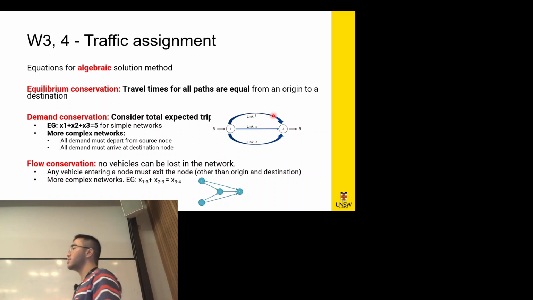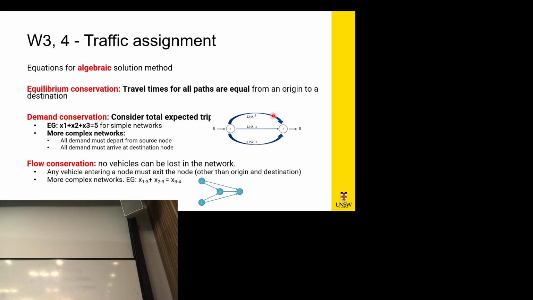So travel time from zone 1 to zone 2, not between nodes, but between each zone, is equal. Okay? So you have an origin and you have a destination, right? And equilibrium between one origin and one destination is that all the travel times, for all the paths, are equal, okay? And that could include multiple paths, okay? So you need to consider that.